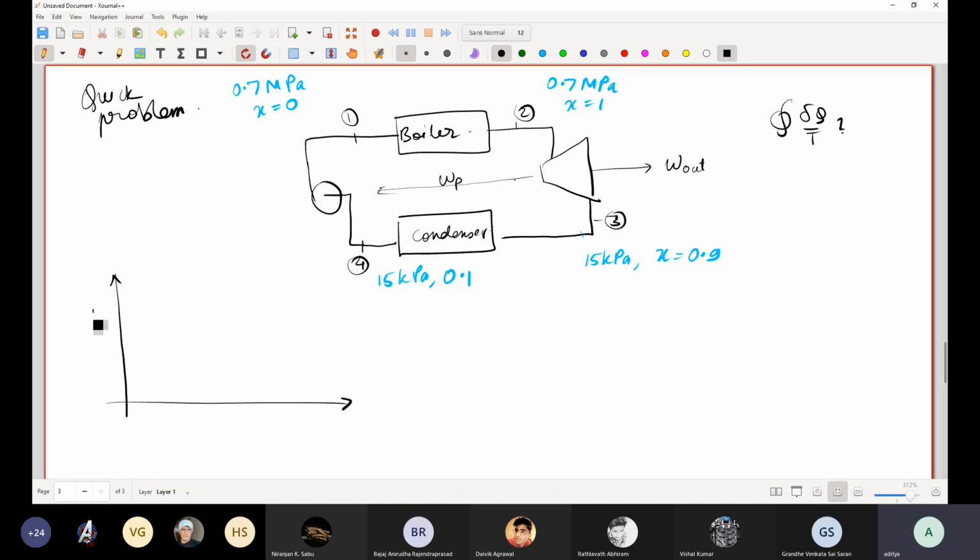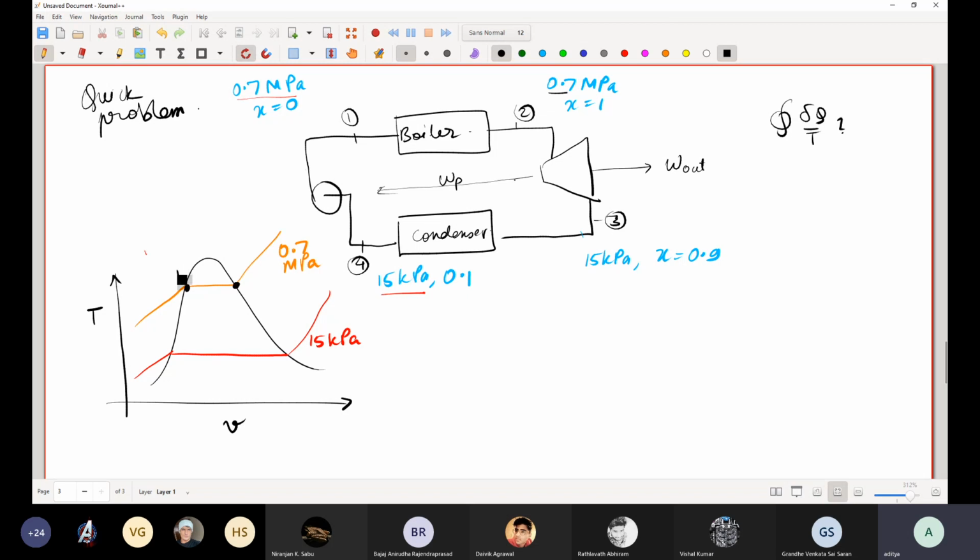So if I were to draw this in a TV diagram, how would the process look? Note that the two pressures are 0.7 megapascal and 15 kilopascal. So let us draw the two isobars. This particular isobar is the 15 kilopascal isobar, and this is the 0.7 megapascal isobar. So let's go from 1 to 2. It's 0.7 x equal to 0. It goes to 0.7 x equal to 1.